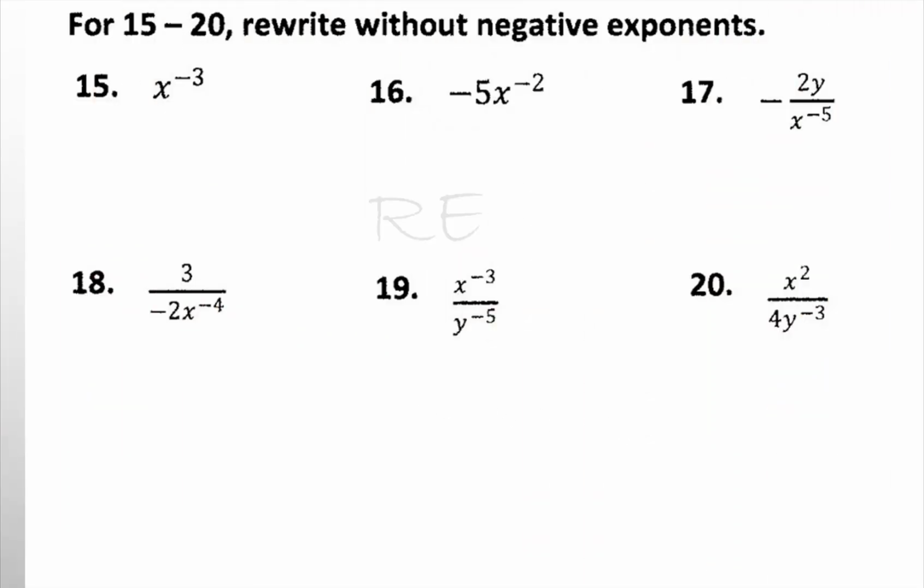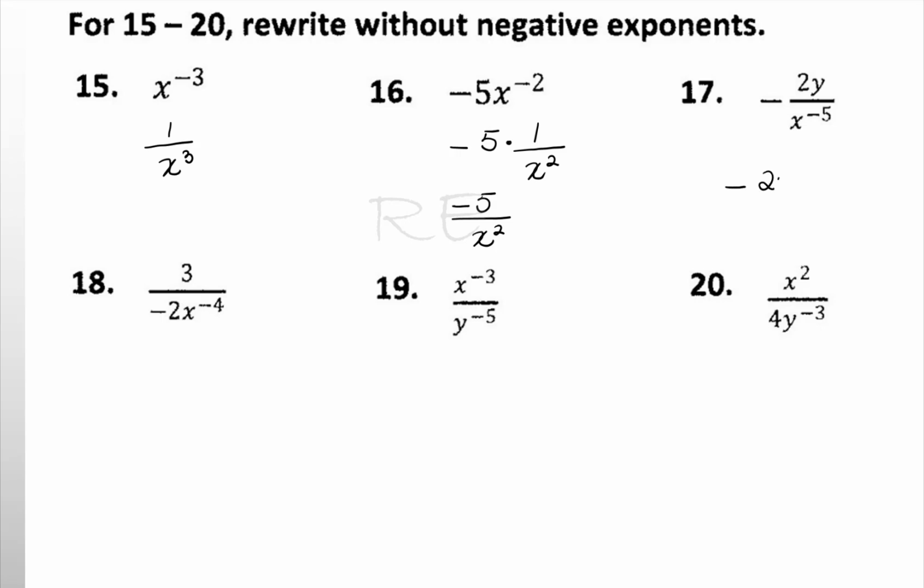x to the negative 3 is equal to 1 over x to the third. A negative exponent is a displaced base. Negative 5x to the negative 2 is negative 5 over 1 times 1 over x to the second. The answer: negative 5 over x to the second.